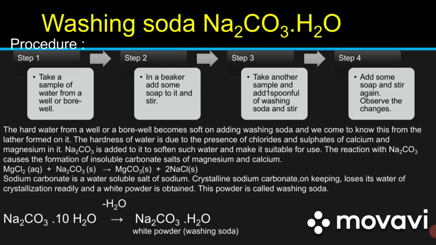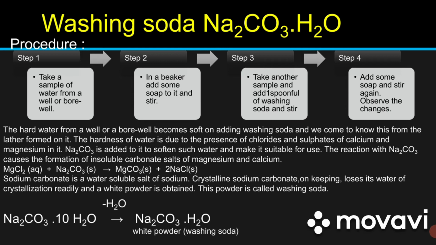The reaction with sodium carbonate causes the formation of insoluble carbonate salts of magnesium and calcium. The chemical equation for this reaction is MgCl2, magnesium chloride aqueous, plus sodium carbonate solid gives magnesium carbonate solid plus 2NaCl, that is sodium chloride solid. Sodium carbonate is a water-soluble salt of sodium.